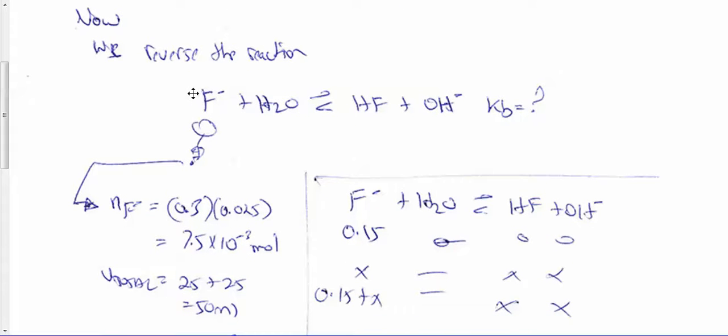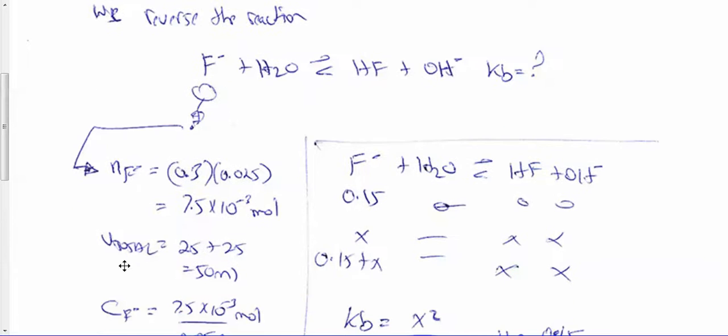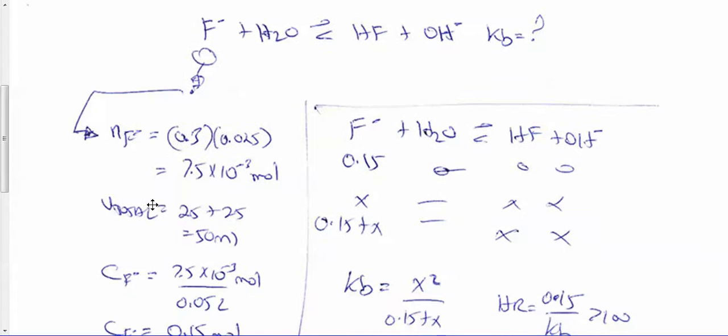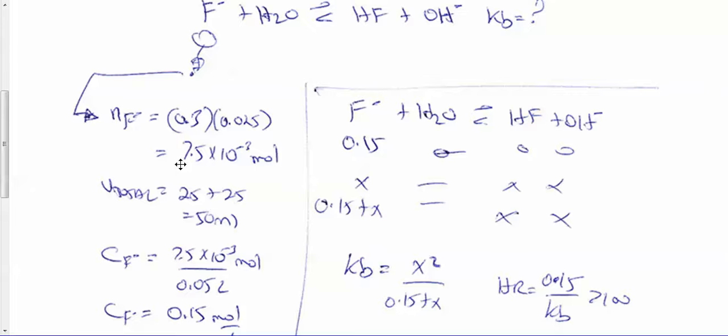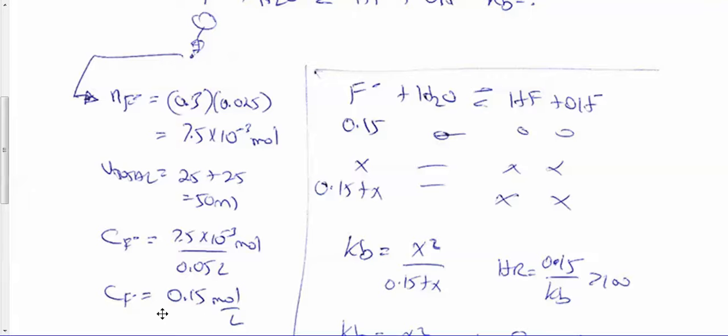The initial concentration of F minus is the exact same as the initial concentration of the acid, which was 7.5 times 10 to the negative 3 moles. Whatever the initial amount of the original acid was, it's the same for F minus now. The total volume is 25 plus 25, because initially you had 25 and you added 25, so 50 mL. The concentration of F minus is the initial number of moles over the volume in liters, which gives 0.15 moles per liter. That's it. And now we have a simple equilibrium equation.